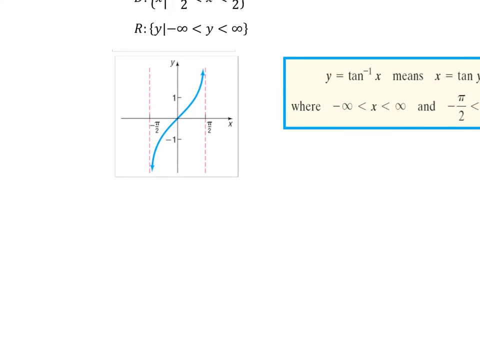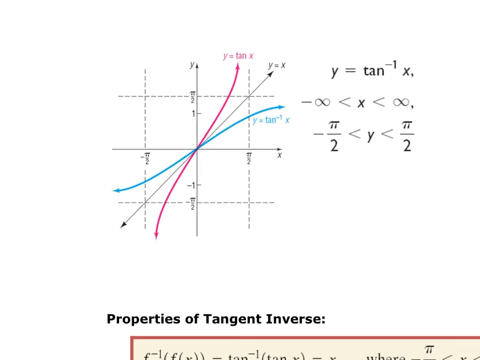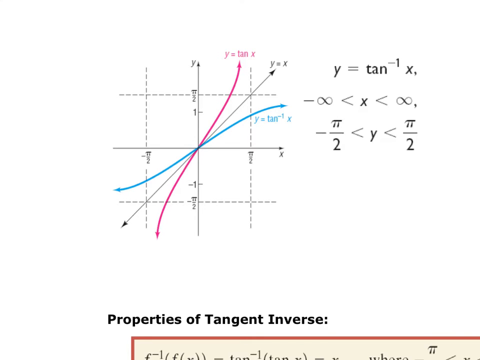So here's where we restrict our tangent. Here's the picture. The pink is the original, the blue is the inverse. Notice on this one, my tangent is restricted. This is the original domain for my tangent, which means that this is the range of my tangent inverse. This is the range of my tangent. That means this is the domain of my tangent inverse.